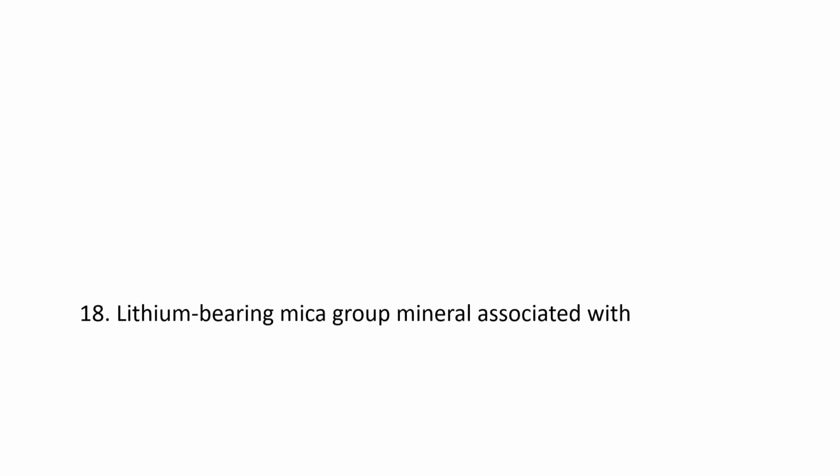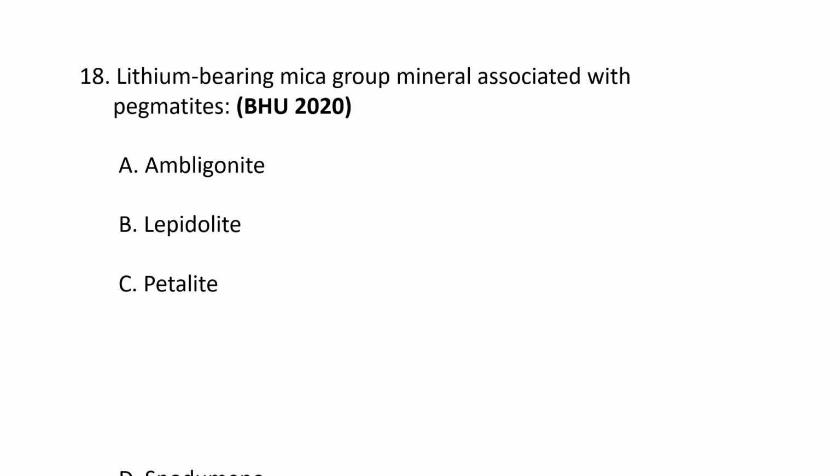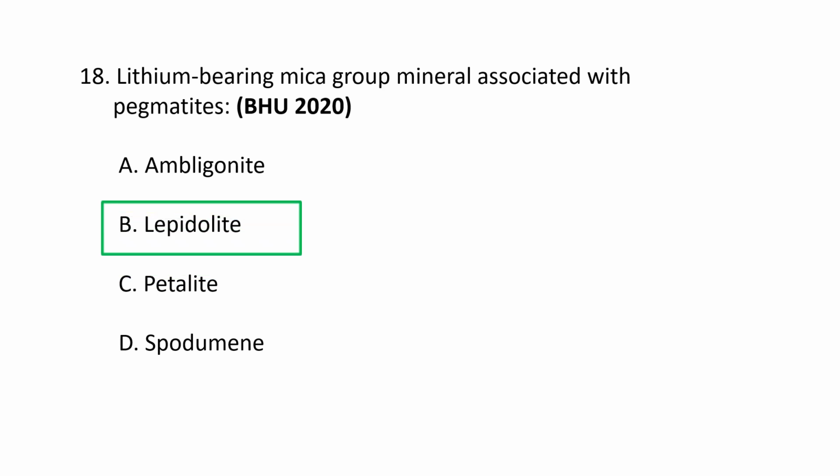Next question. Lithium bearing mica group mineral associated with pegmatites is A. Amblygonite, B. Lepidolite, C. Petalite, and D. Spodumene. So the correct option is B. Lepidolite. Lepidolite is a lithium bearing mica group mineral which is commonly found in pegmatites. It is a phyllosilicate mineral, meaning it has a layered structure, and it is known for its distinctive lilac gray, pink or purple color. Lepidolite is a significant lithium resource, and it is often associated with other lithium bearing minerals like spodumene and petalite in pegmatites.